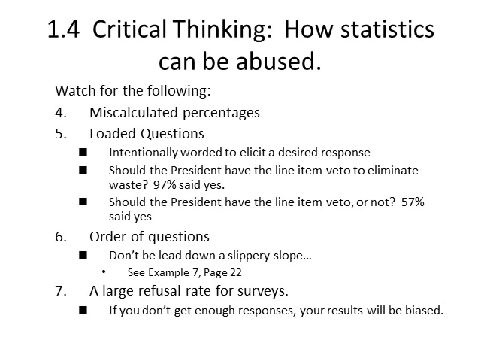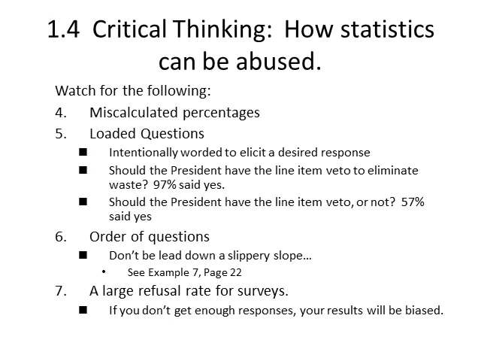So here's a couple of examples of ways to word things. And so the first one says, should the president have the line item veto to eliminate waste? Well, sure, that sounds good. We want to eliminate waste, and so 97% of the people responded yes. But if we word the question a little bit differently, should the president have the line item veto or not? 57% said yes. So you can see that when we load the question to elicit a certain response, that really affects the results and it creates bias.